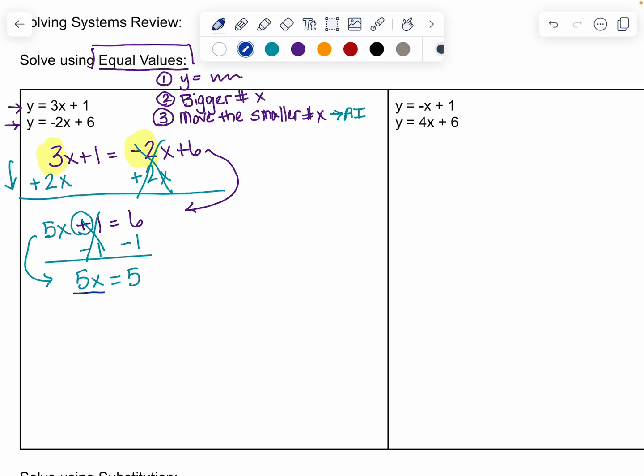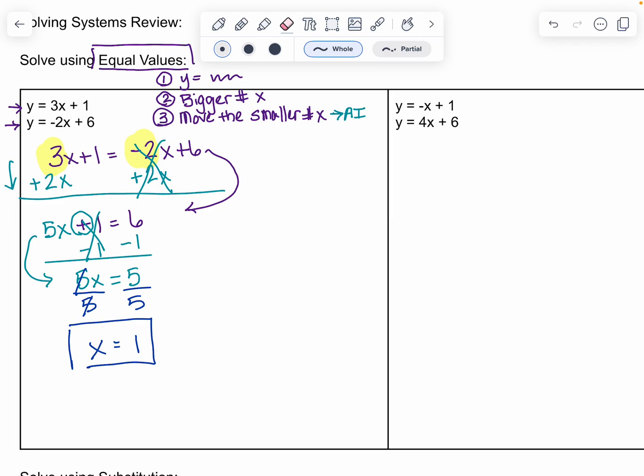Now, when it's 5x equals 5, I'm going to divide both sides by 5. These cancel out to 1, so I'm just left with 1x. And 5 divided by 5 is 1. So my first solution, and you don't actually need that 1 in front of the x, is x equals 1.